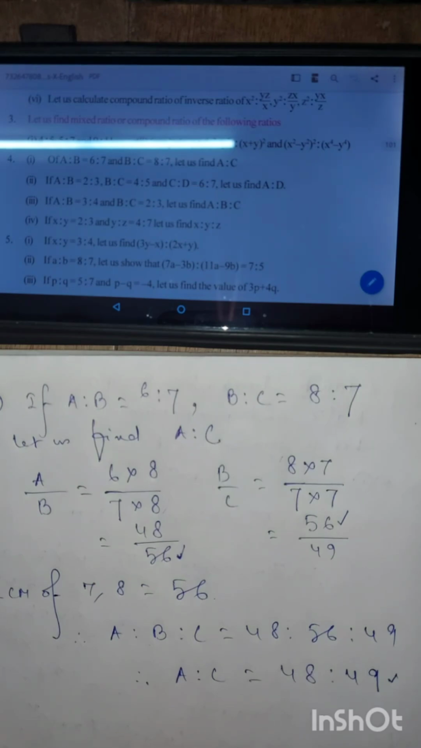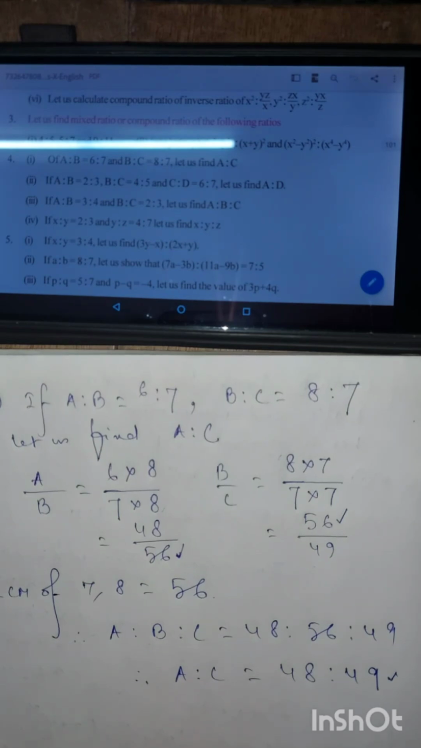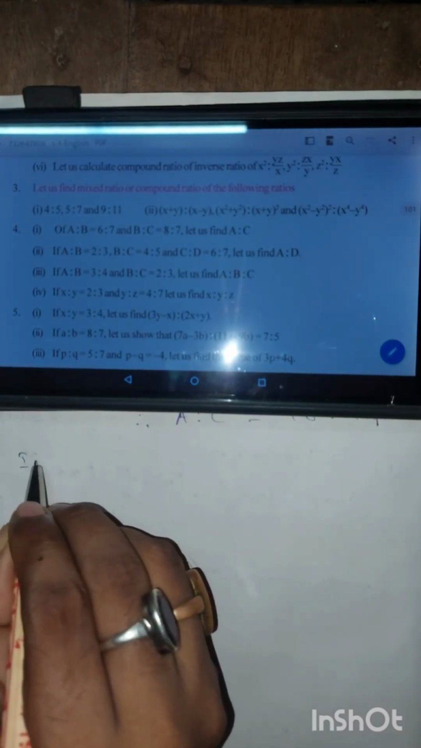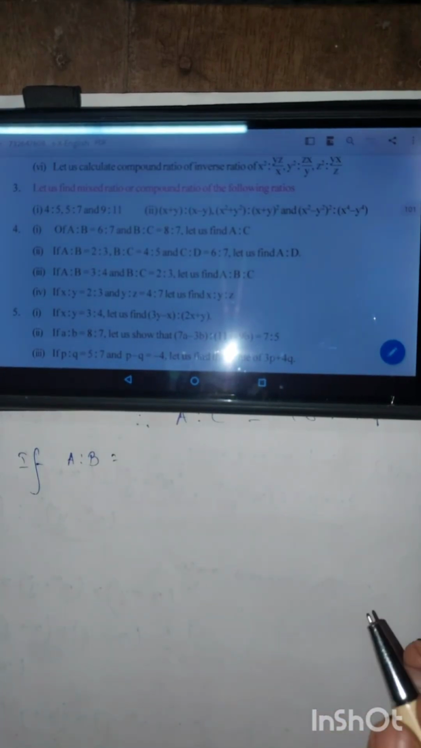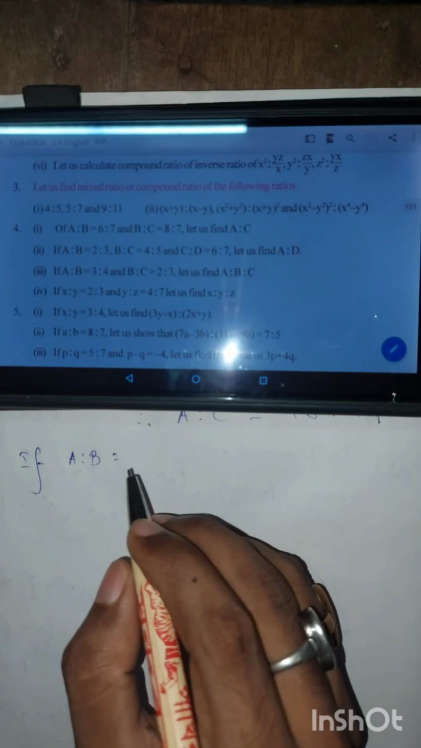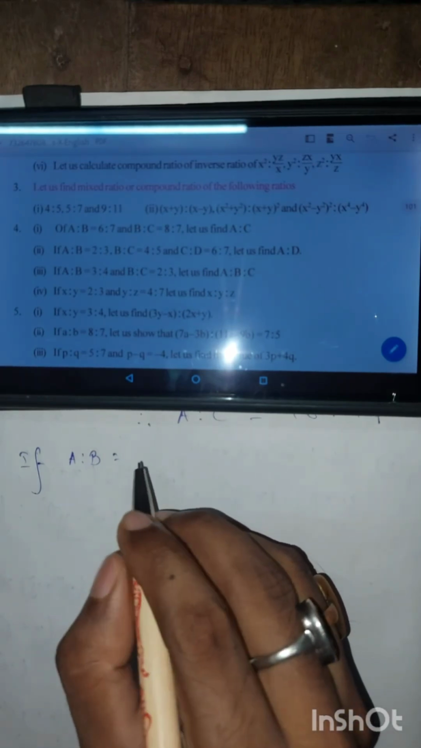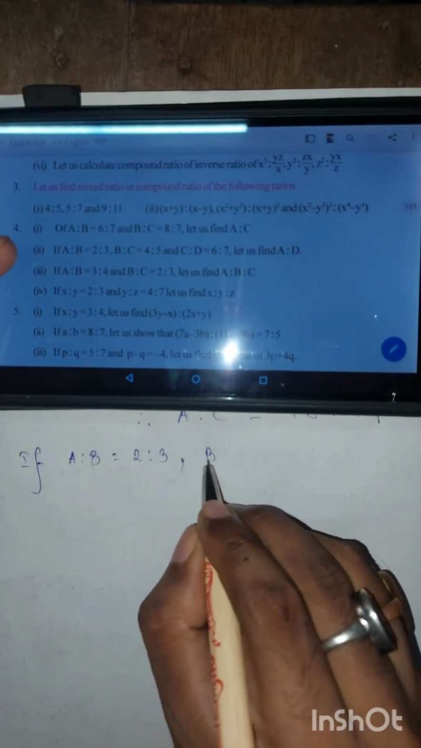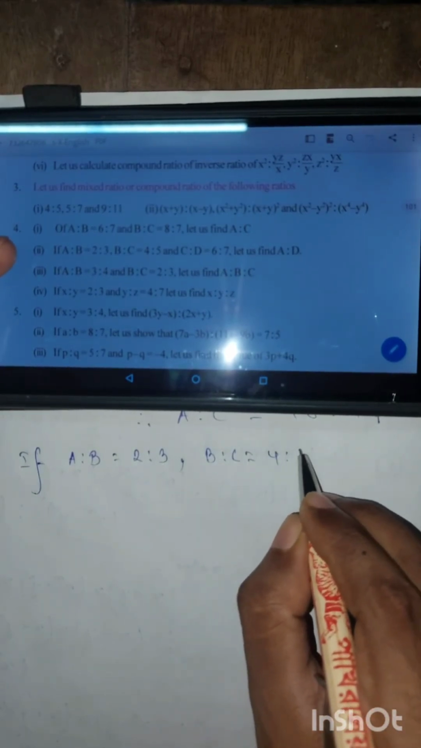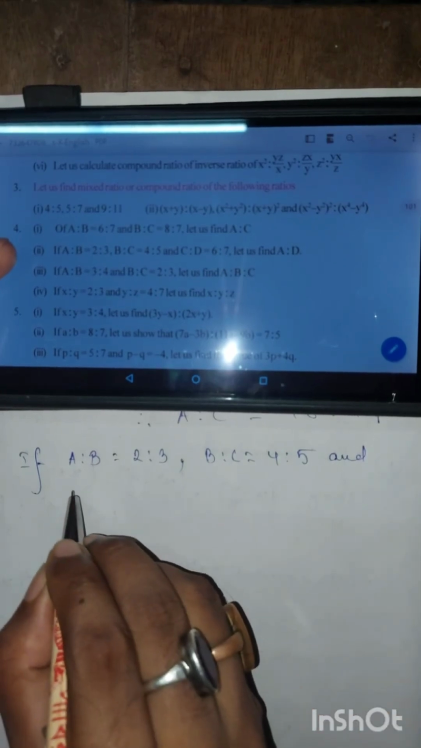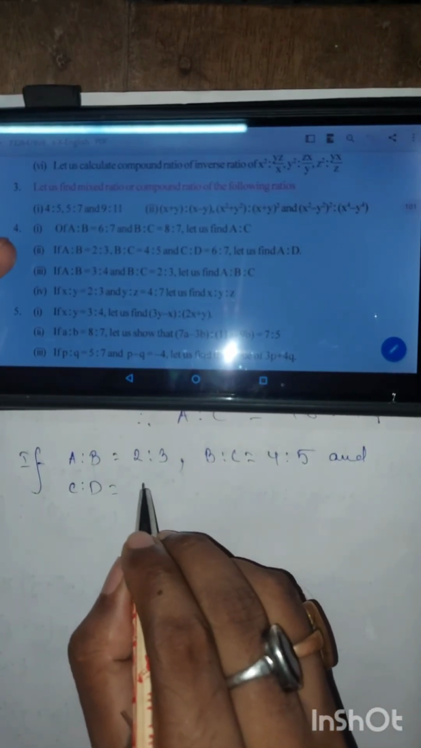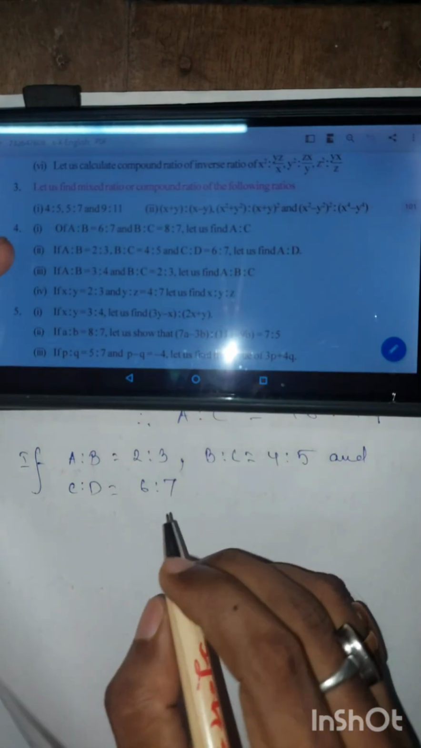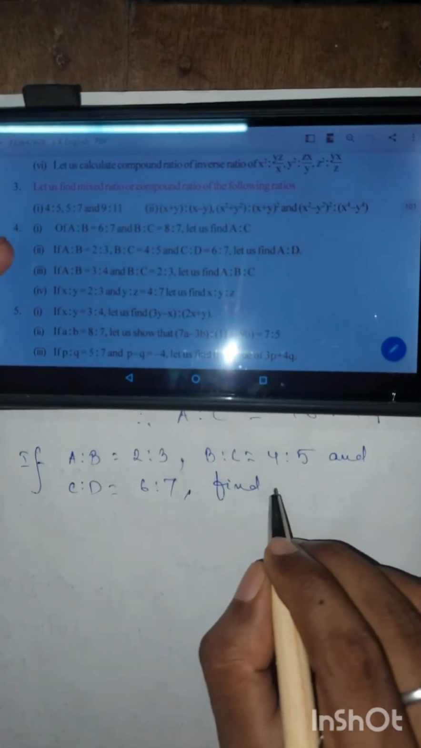Now let us do part 2, Roman 2. So Roman 2 says if A is to B is 2 is to 3, B is to C is 4 is to 5, and C is to D is 6 is to 7. Okay. Then find A is to D.